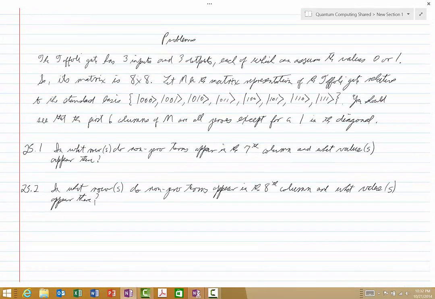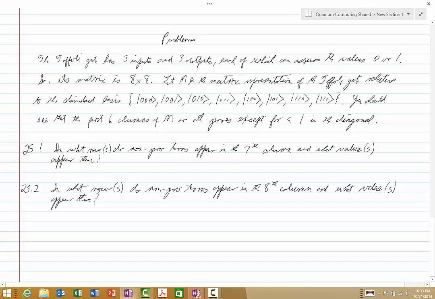Question 25.1 says, in what row or rows do non-zero terms appear in the 7th column, and what values appear there? So if you think that only one non-zero term appears in column 7, then you'll have 2 answers here. One will be the row in which the non-zero term appears, and then the second answer will be the value of that non-zero term.